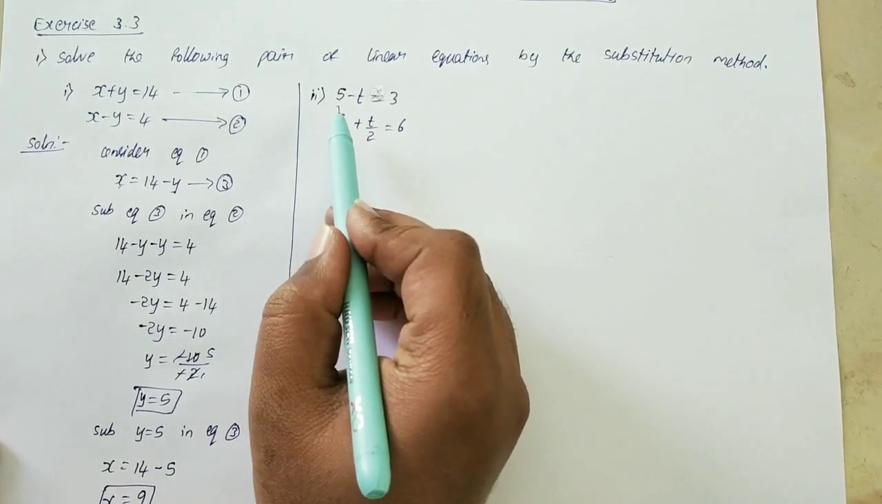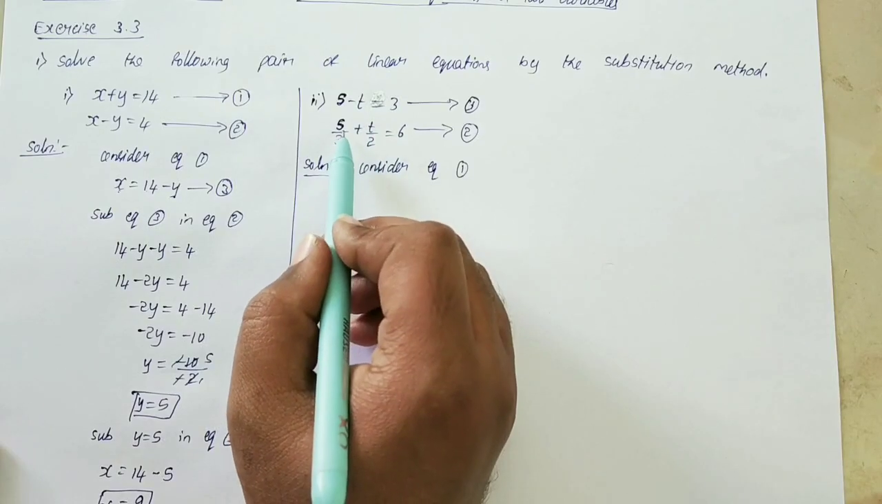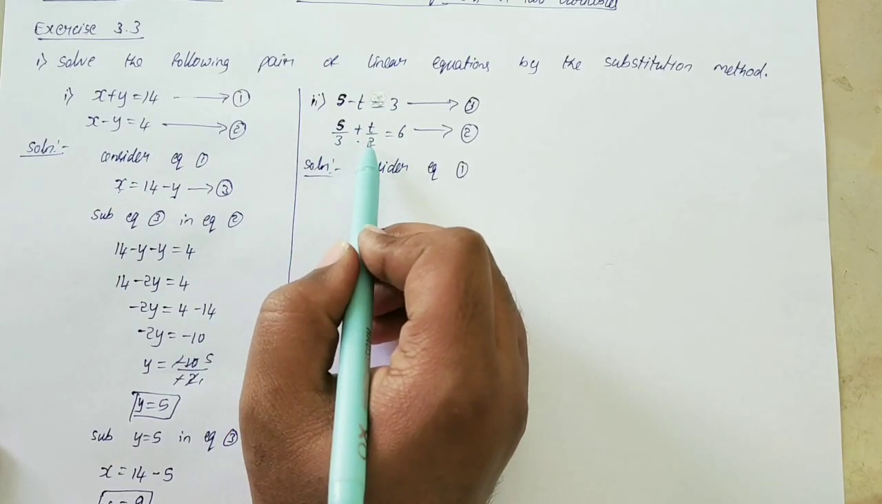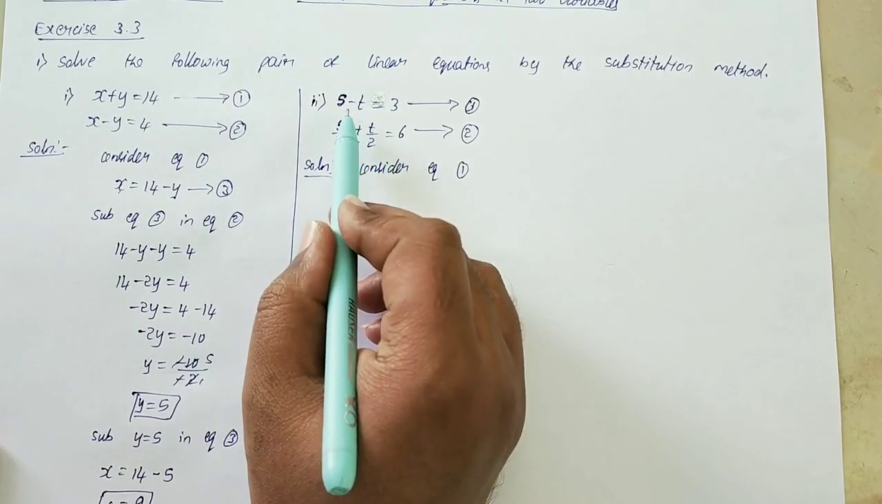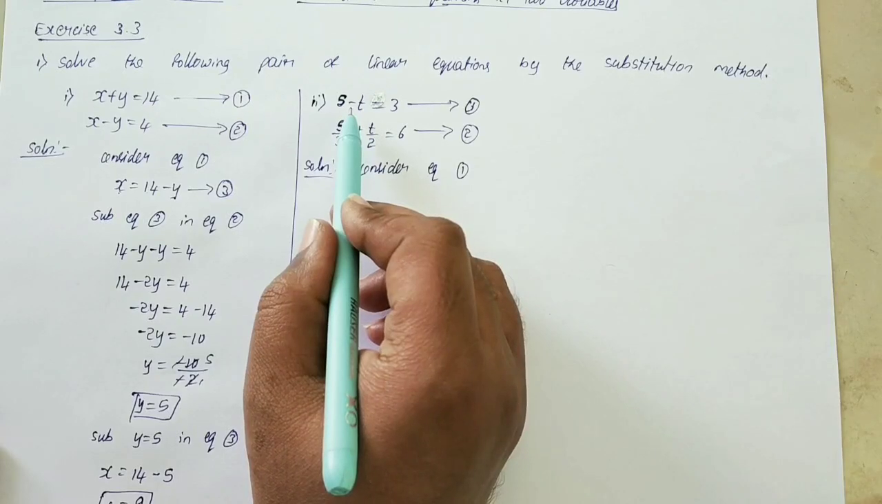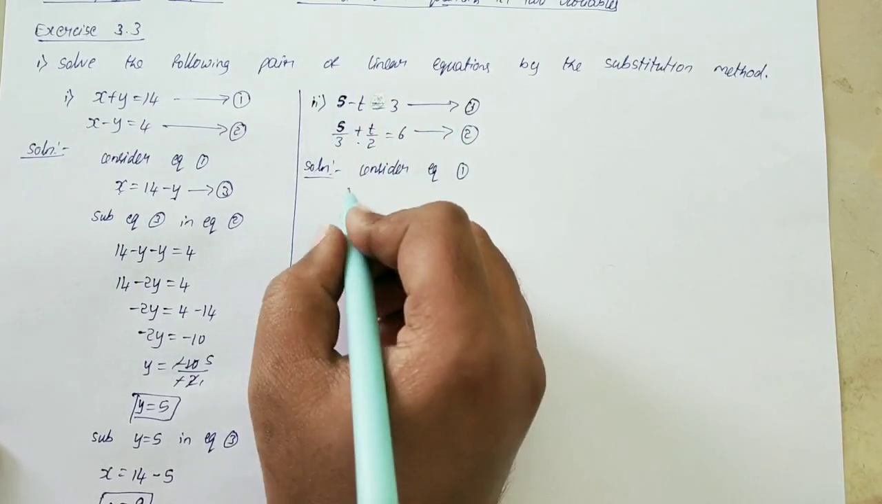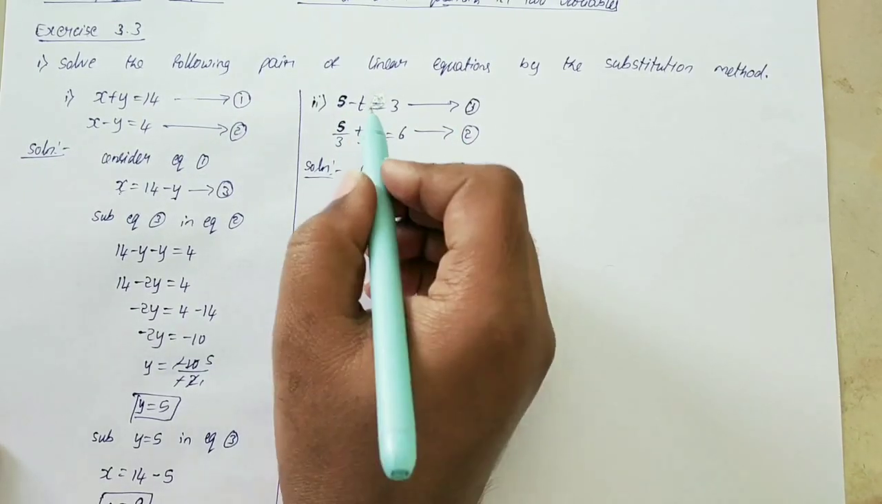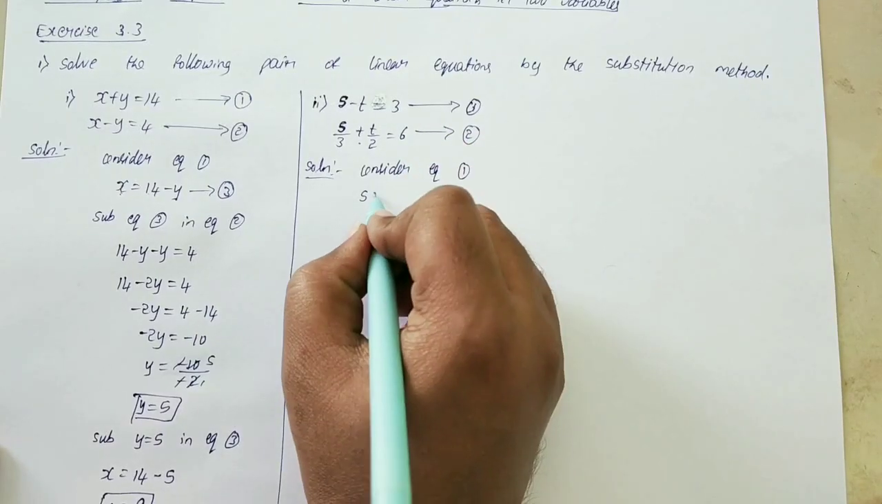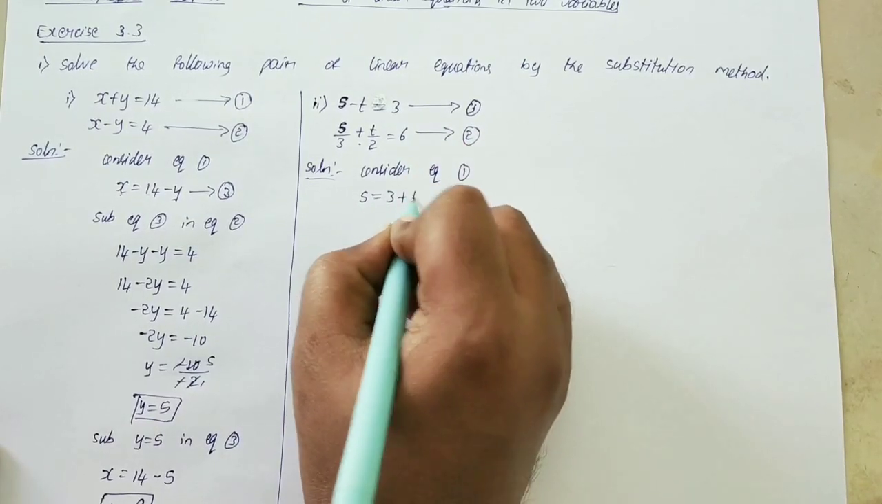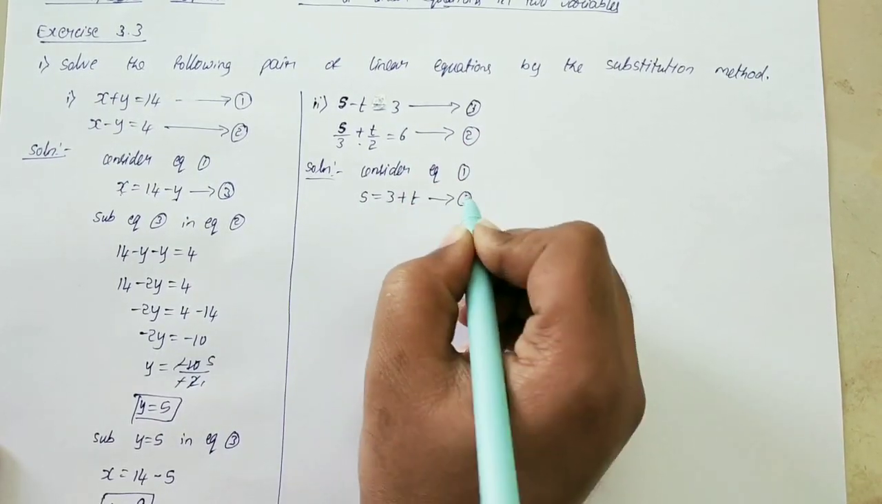The next sub-question is s minus t is equal to 3, and s by 3 plus t by 2 is equal to 6. I will consider equation 1 and write it in terms of s. That means I will keep s as it is and shift t to the RHS. Then it becomes s is equal to 3 plus t. So this is equation 3.